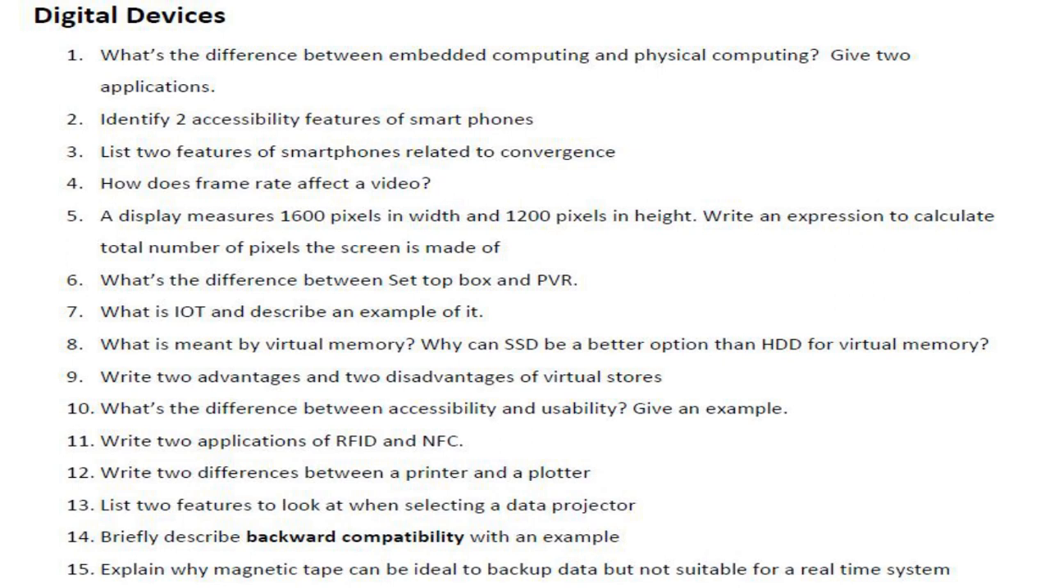Explain why magnetic tape can be ideal to back up data but not suitable for real-time systems. Well, magnetic tapes provide the largest storage capacities, hundreds of terabytes, because of their surface area, and are ideal for backups because they provide huge capacities. But for a real-time system where you need to read and write data really fast, and if something goes wrong you need to restore the data immediately, magnetic tape has serial or sequential access, which is very slow compared to direct access, so it is not ideal for a real-time system.